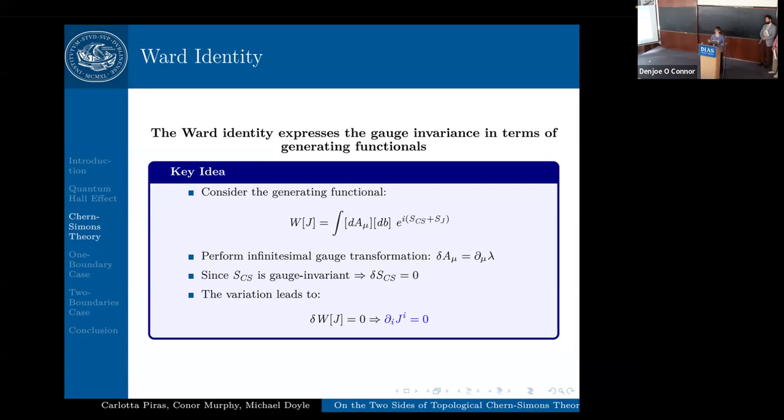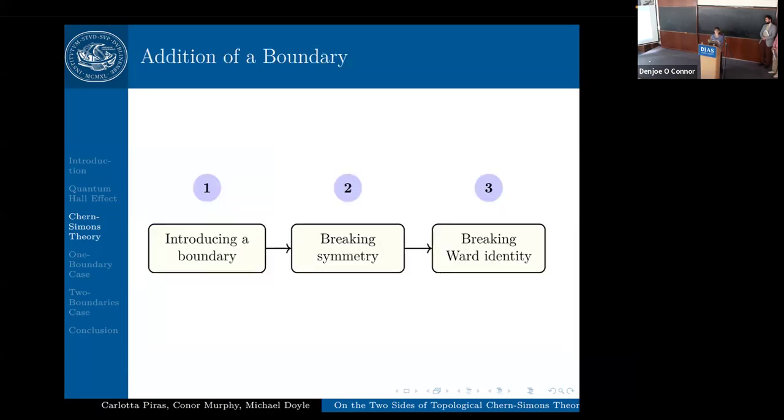that is just our Ward identity. Now, before going to the proper analysis of the one boundary case, let's have a brief summary of why we are so interested in adding a boundary, because everything that I just explained will be broken by the addition of a boundary. First of all, the gauge invariance will be broken, and consequently we have a broken Ward identity. And this is the transition from a topological bulk theory to one with rich edge dynamics, with rich physics and something new interesting happening. So now Conor is going to analyze this situation.